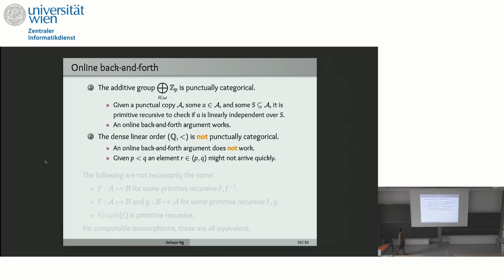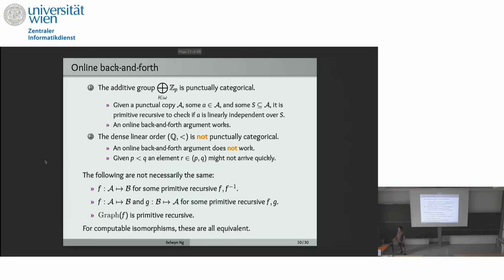Okay, so I've mentioned some possible candidates for an online or a punctual isomorphism. The first one was what we have discussed. You could also talk about having an isomorphism where the graph is primitive recursive, or you can talk about having a primitive recursive isomorphism from A to B and a different one from B to A. Now, classically, for computable isomorphism, these are all equivalent, but these three are all different in the primitive recursive case.